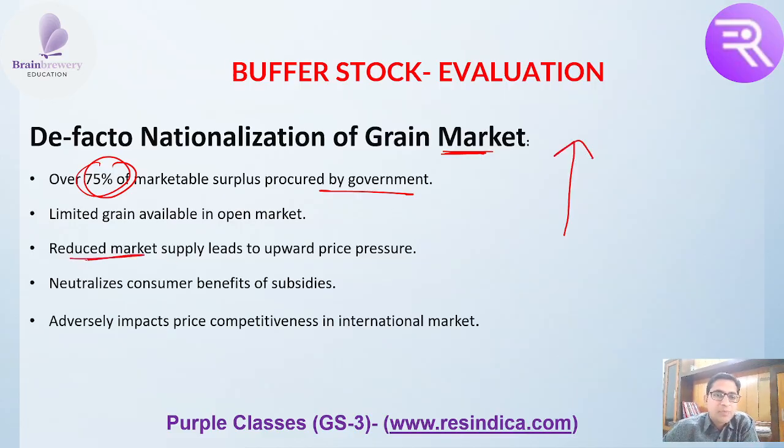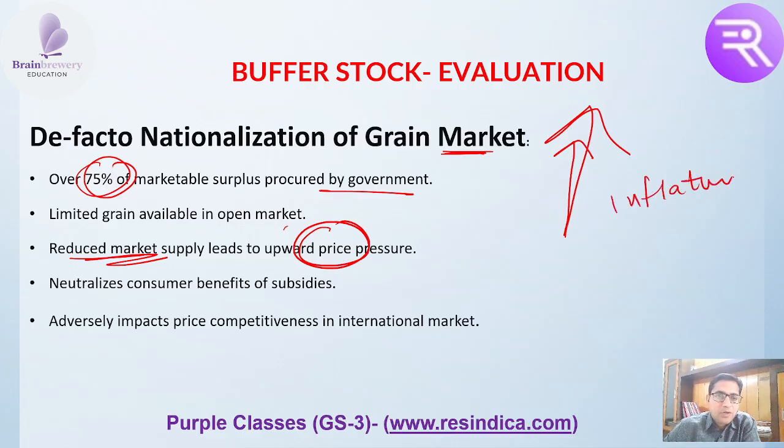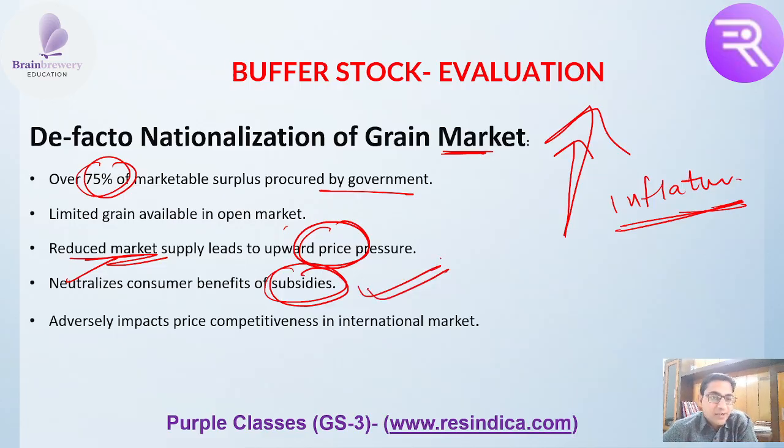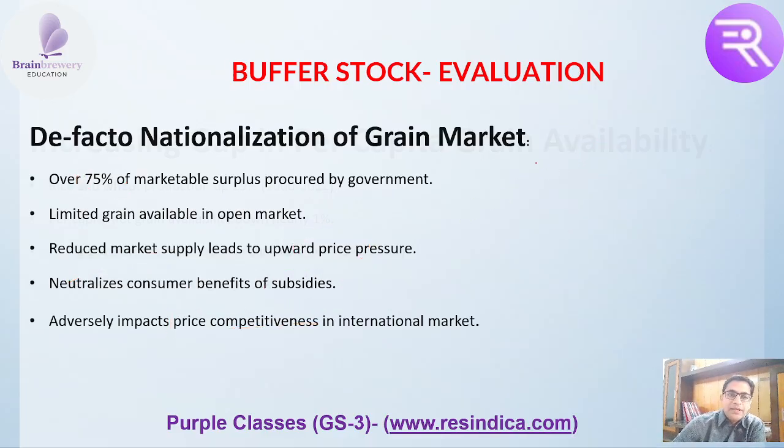Reduced market supply leads to upward price pressure. Inflation will happen. So it neutralizes the customer benefit of subsidy. Even if the customer is getting subsidy, the whole money goes into buying that product at an inflated rate. Because of that, it affects the price competitiveness in the international market. That is why proactive measures have to be taken.